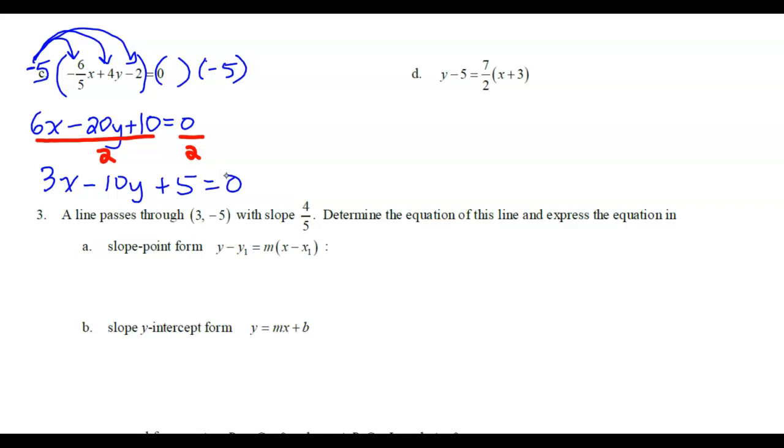Next one is in slope point form. So we know how to convert it to slope y-intercept form, but we're not really asked to. We're asked to put it in general form. Same first step is get rid of the brackets, okay, no matter what form you're putting it into.